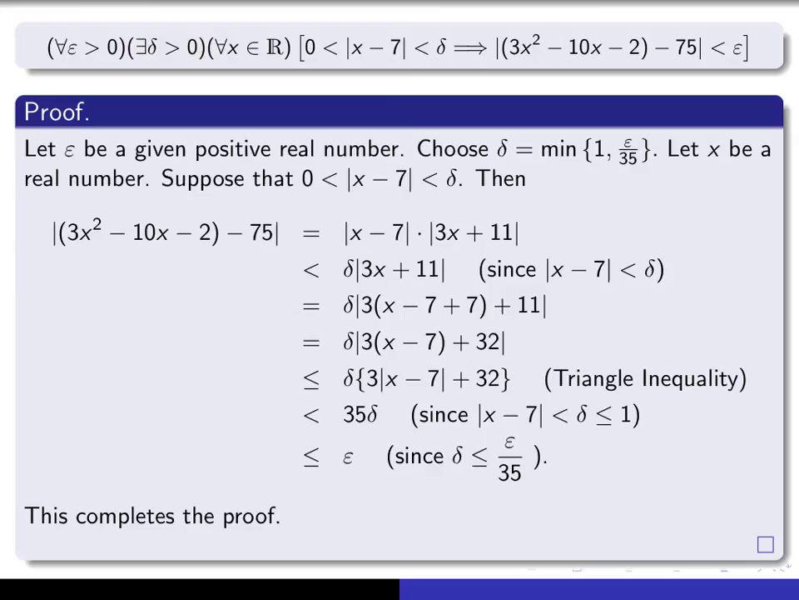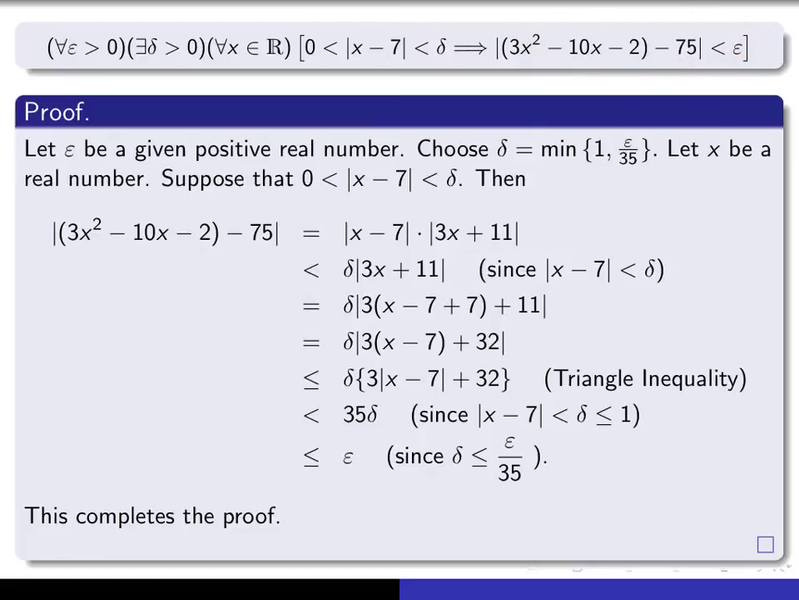Here's my proof. At the first step, you should say let epsilon be a given positive real number, then choose delta to be that number that we came up with on the previous page. Then we say let x be a real number, and then we say suppose absolute x minus 7 is smaller than delta. And next, we have to prove that this inequality can be deduced.